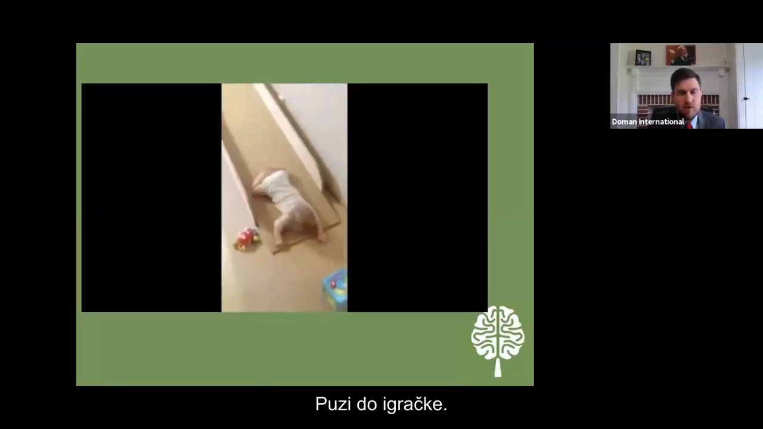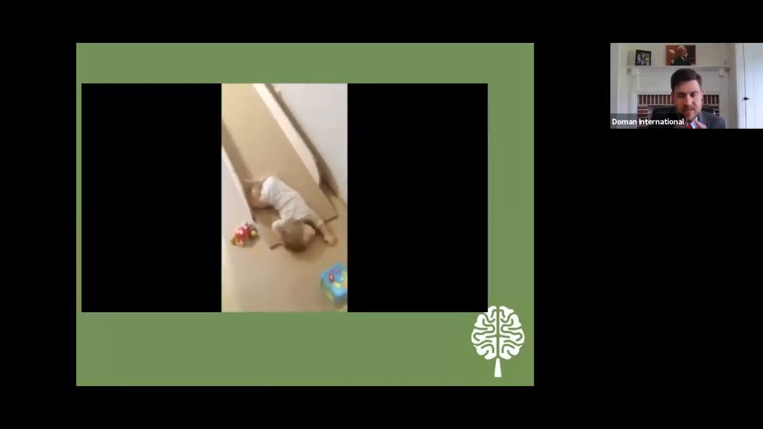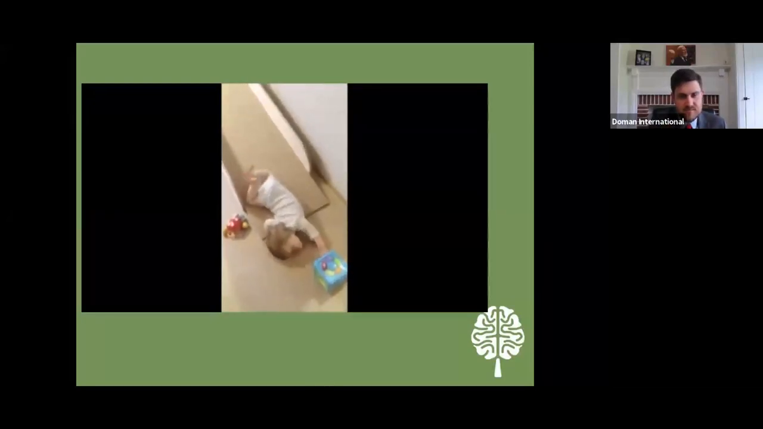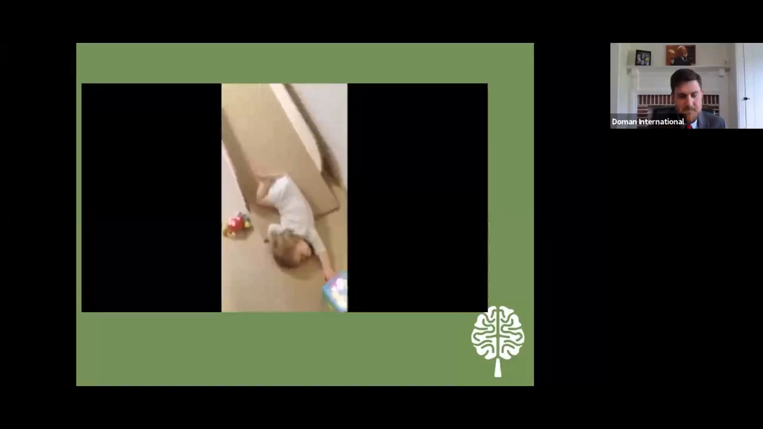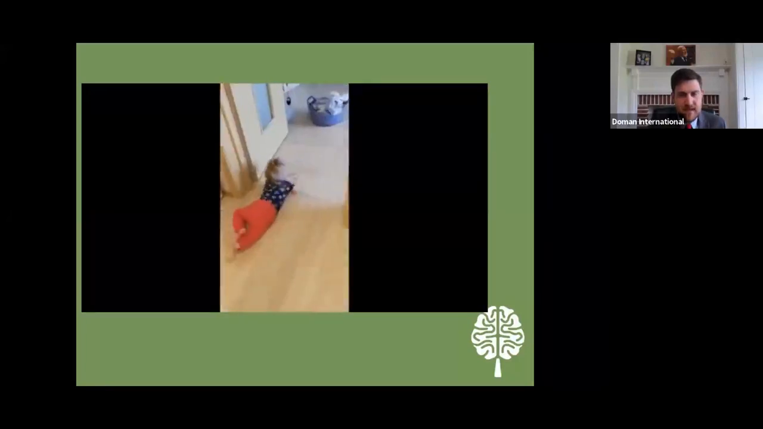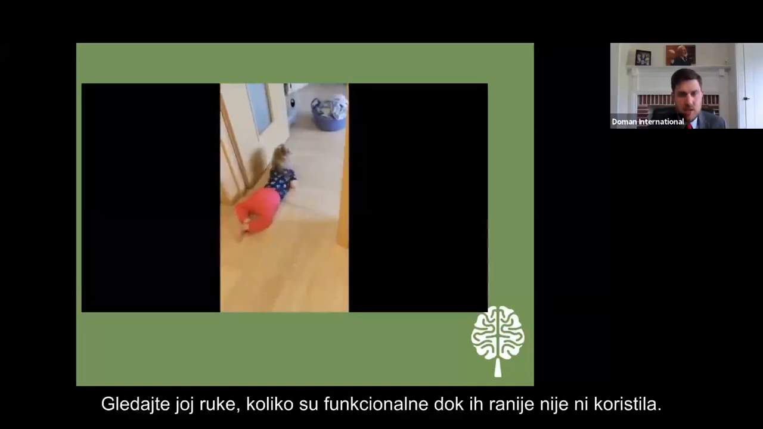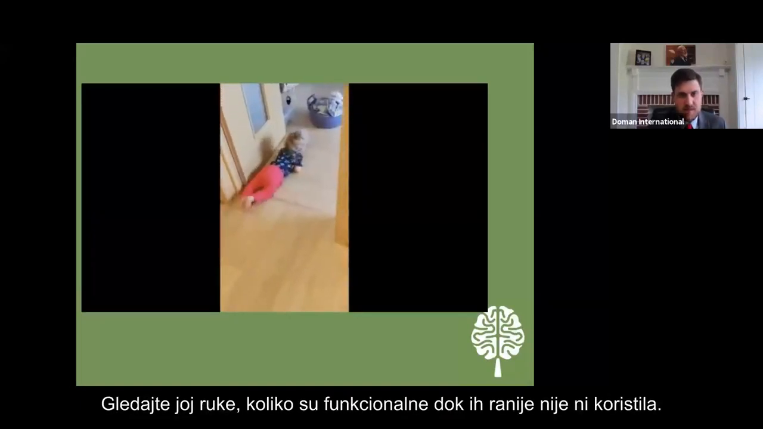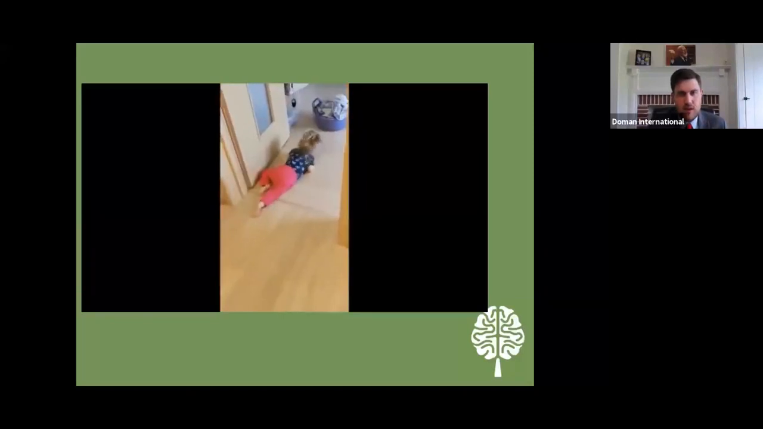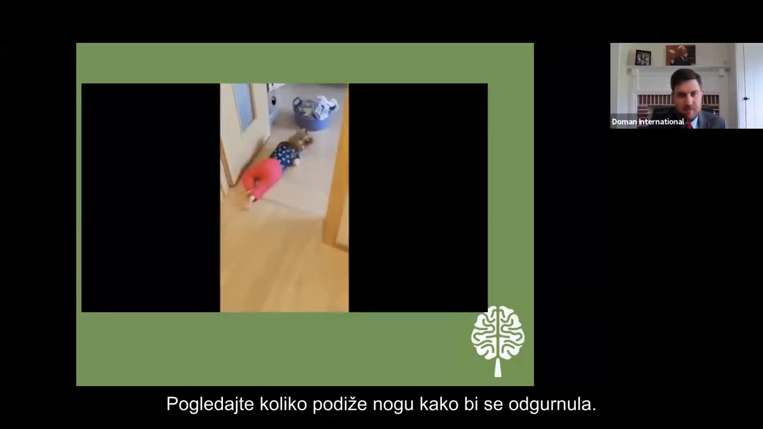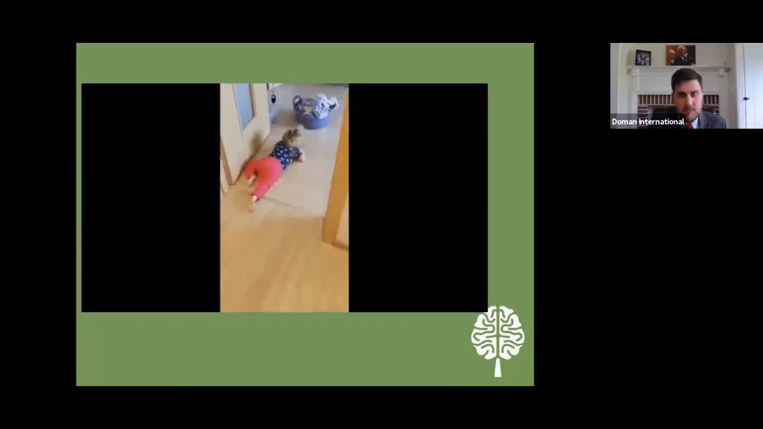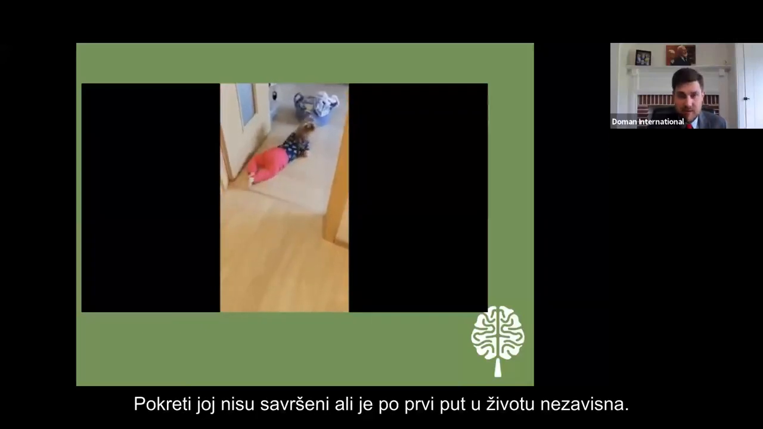She's crawling for a toy. Mom is urging her on. And here she is crawling independently. Watch her arms now. Look how much function is now in her arms. Before, she was not using them at all. Look at how far she's bringing that leg up to push herself forward. Her movement isn't perfect, but she's independent now for the first time in her life.